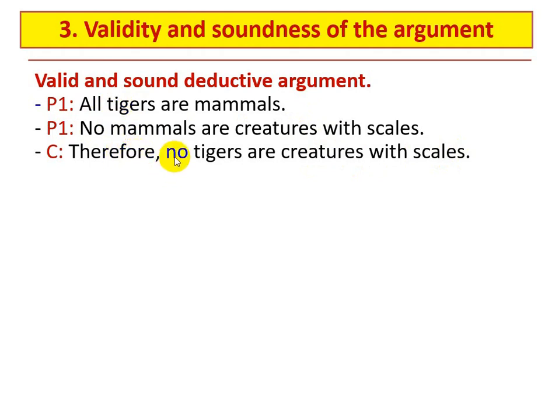But what about soundness here? Let's examine the truth of each premise. All tigers are mammals. This is true. No mammals are creatures with scales. This is true. And because the argument as a whole is valid and the two premises are true, therefore the argument is sound at the same time. Another example.